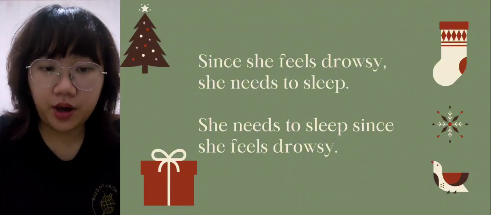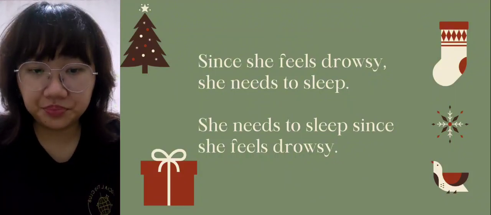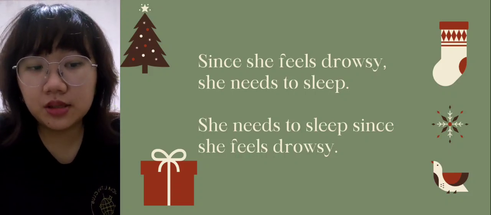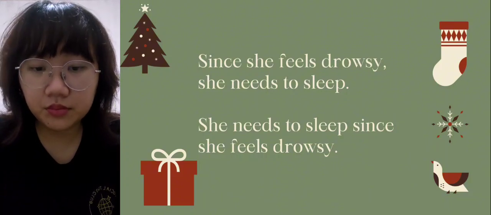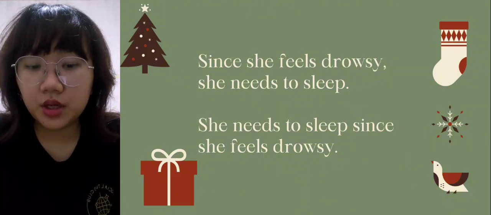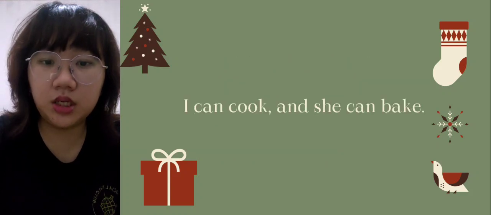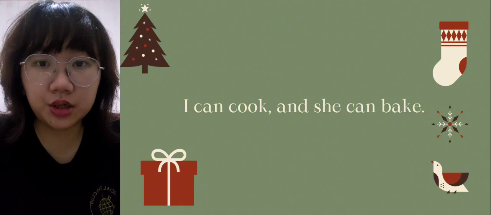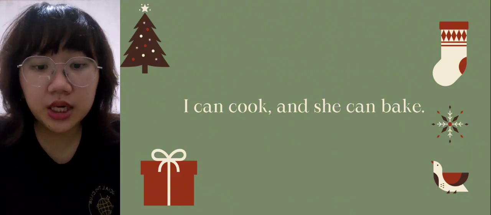Example, she needs to sleep, and since she feels drowsy, we can combine them together to create a complete complex sentence. We have two options here. Since she feels drowsy, she needs to sleep. Or you can say she needs to sleep since she feels drowsy. On the other hand, a compound sentence is made up from two independent clauses and connected by using a coordinating conjunction. For example, I can cook and she can bake.